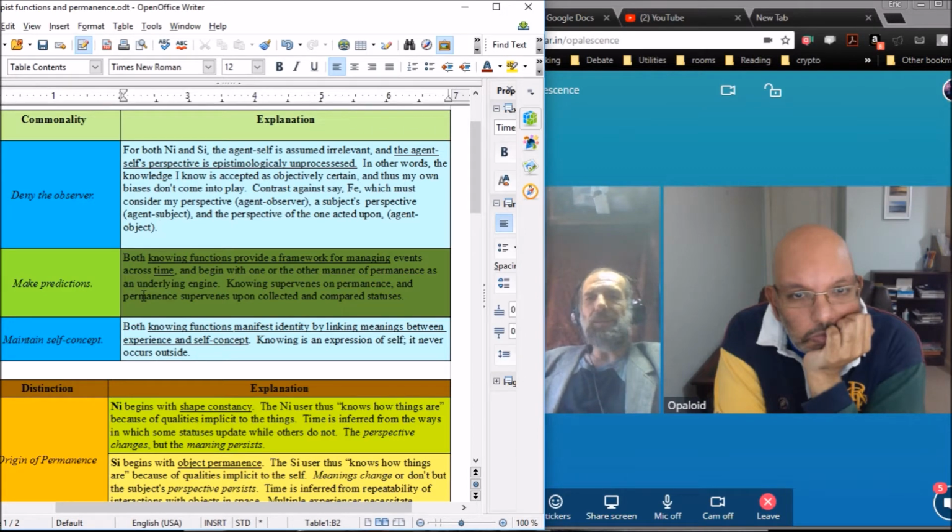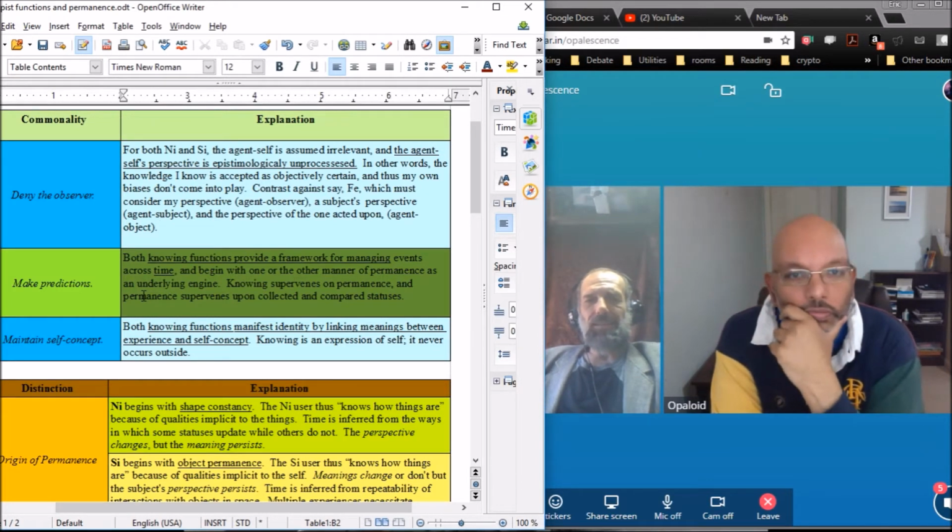In other words, the knowledge I know is accepted as objectively certain, and thus my own biases don't come into play. Contrast that against, say, FE, which must consider my perspective, agent observer, a subject's perspective, agent subject, and the perspective of the one acted upon, agent object. For NI or SI, it's known.